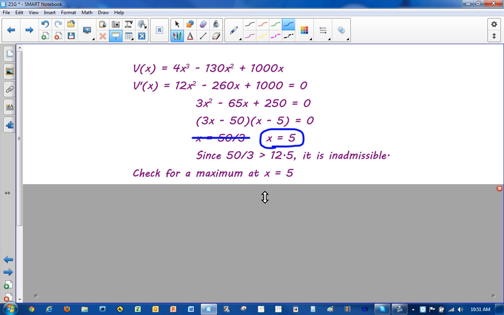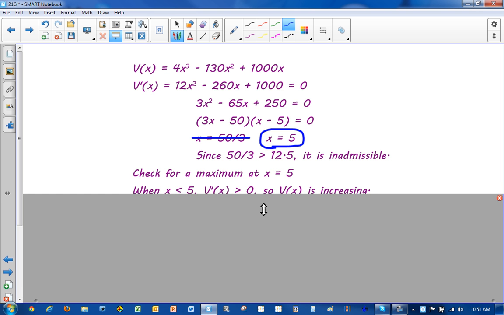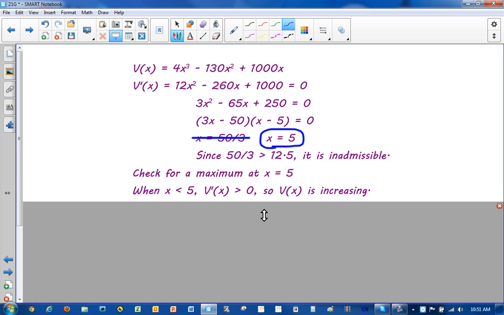And what I've decided to do is a sign diagram. I didn't actually show it, but what I do is I check what's going on with the derivative before I get to x equals 5, and sure enough, the derivative is greater than 0 there. So, for example, if I tried a number like 4, 3 times 4 minus 50 is negative, and 4 minus 5 is negative, so the whole thing is positive. So if the derivative is positive, that means that the original function must be increasing.